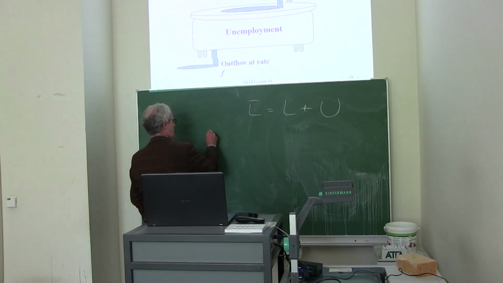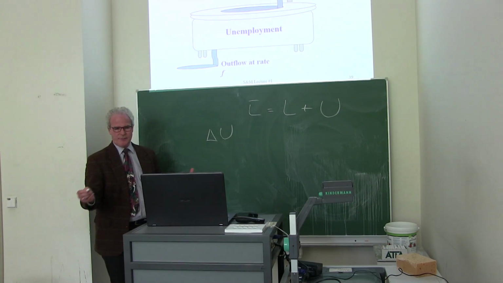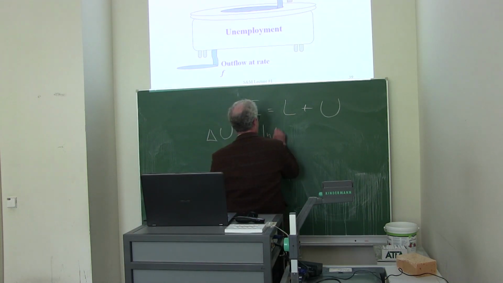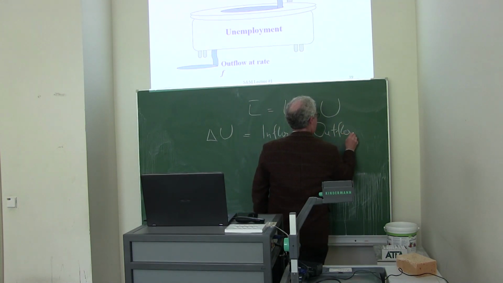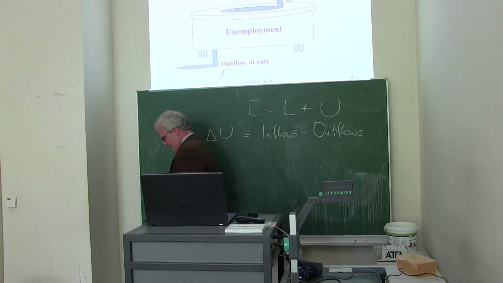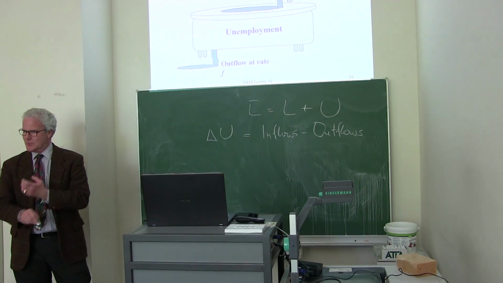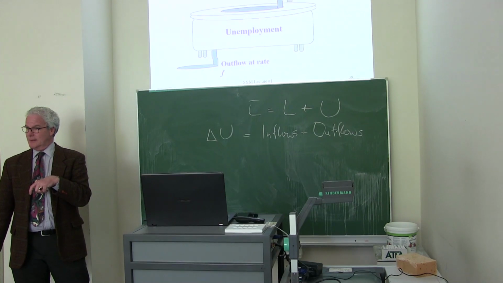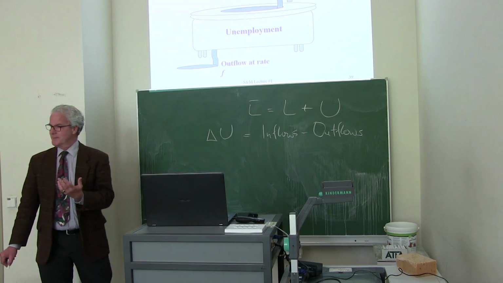So we can say, okay, what's the change of unemployment in a period of time? It's got to be the difference between the gross inflows and the gross outflows. So I'll write that out. Okay, so how do we want to think about those flows? Well, in a trivial accounting sense, we could think of the inflows as being a fraction of those who have jobs. And we could think of outflows as a fraction of those people who don't have jobs.